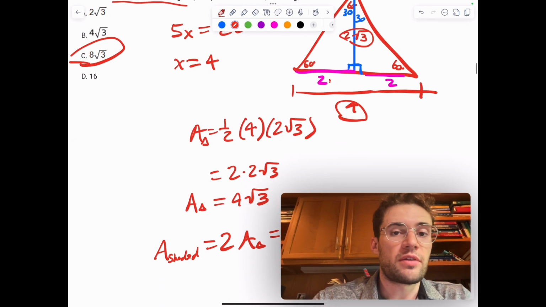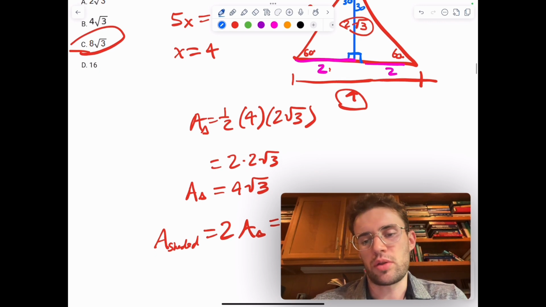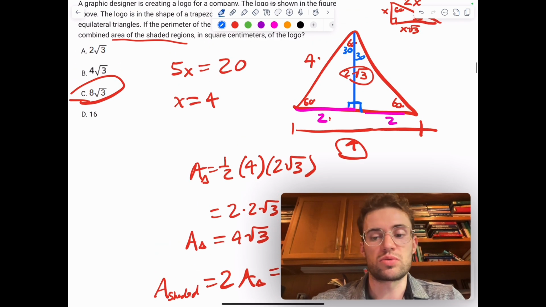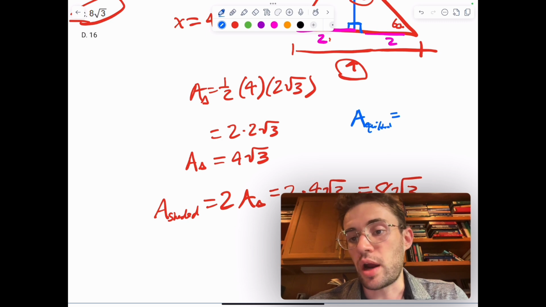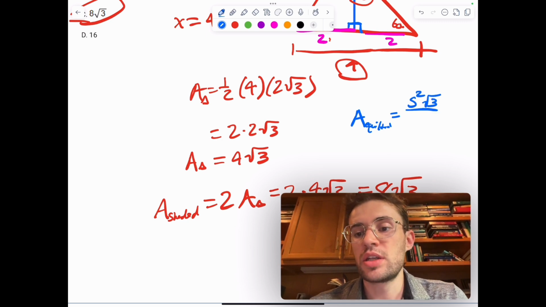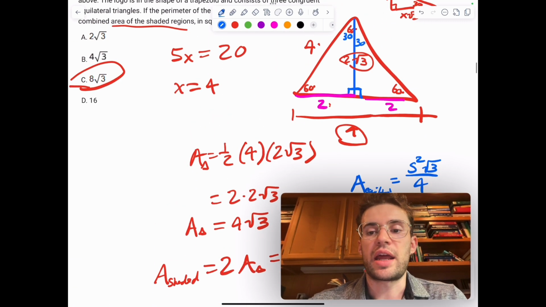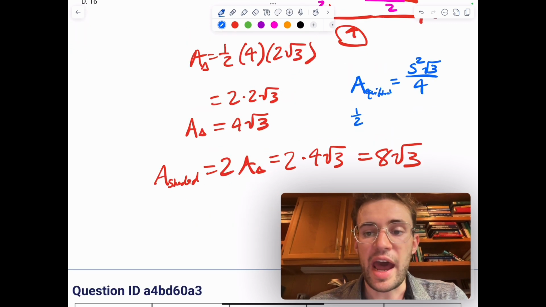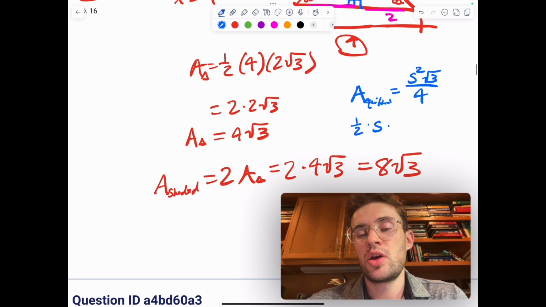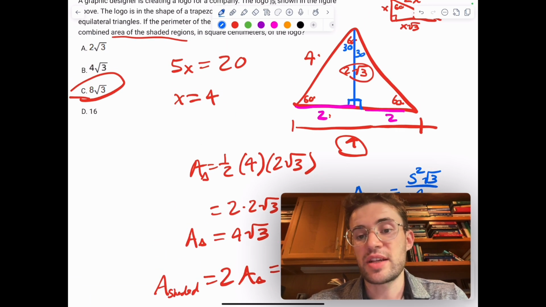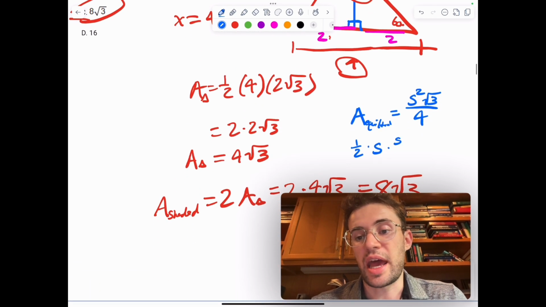There's actually a formula if you memorize it. It's not necessarily worth memorizing because you can find the height there and just use 1/2 base height. But the area of an equilateral triangle, if you have one of the sides, is going to be equal to the side squared times the square root of 3 divided by 4. Now the reason for that is basically you're multiplying 1/2 times the base, which is the side, times the height, which we know is going to be half of the side times the square root of 3. So we could call that s root 3 over 2.